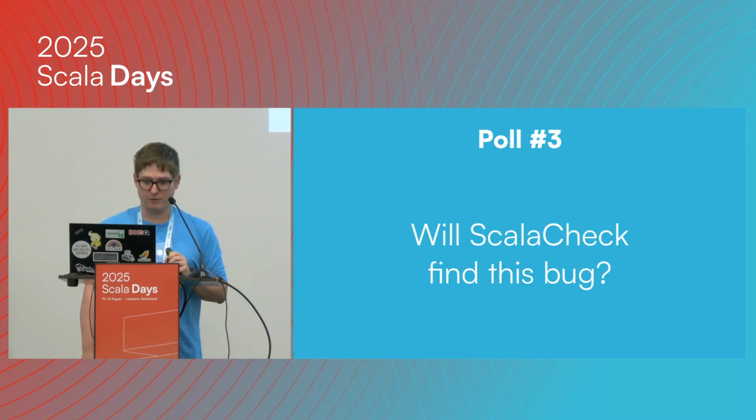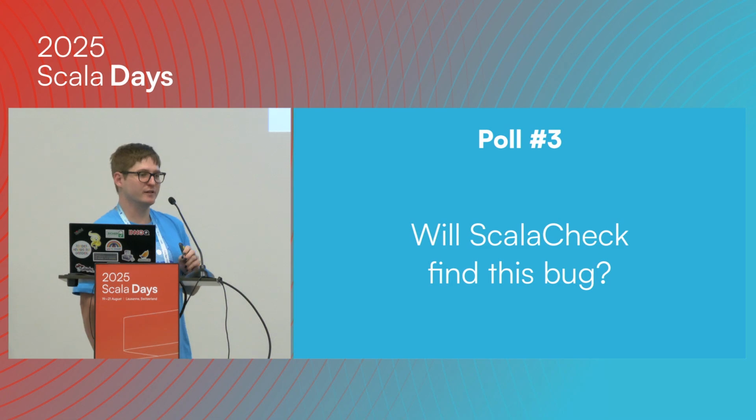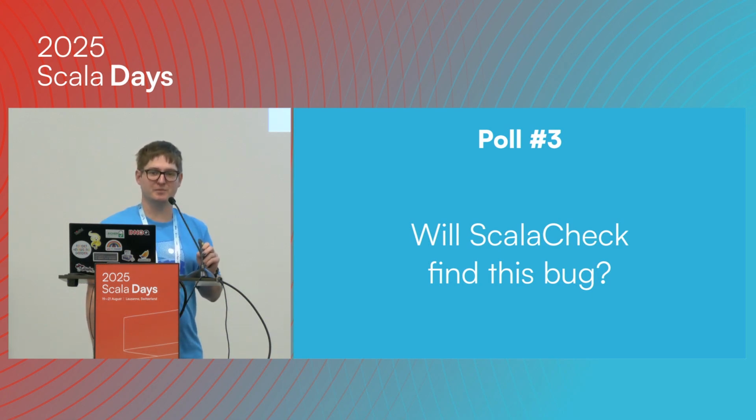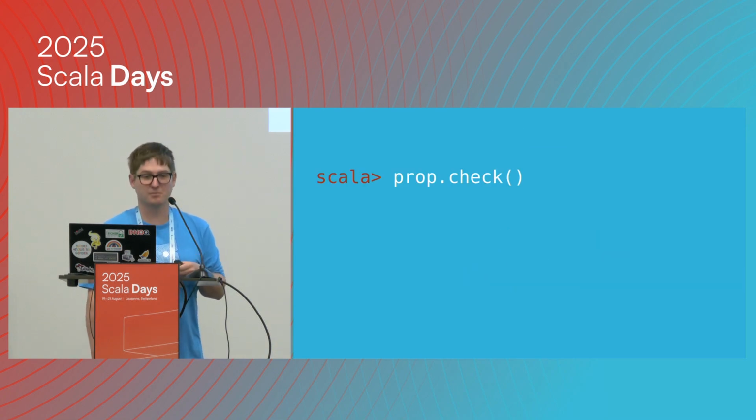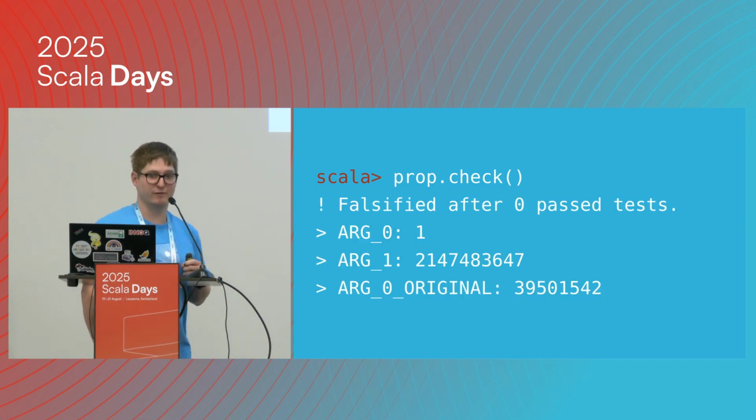Okay, next question for the audience. Will ScalaCheck find this bug? Who thinks that ScalaCheck will find this bug? Okay, a few people. Who thinks that ScalaCheck will not find the bug? Okay, let's check. I put this in a property, and then I'm running check, and it turns out, yes, it finds that.